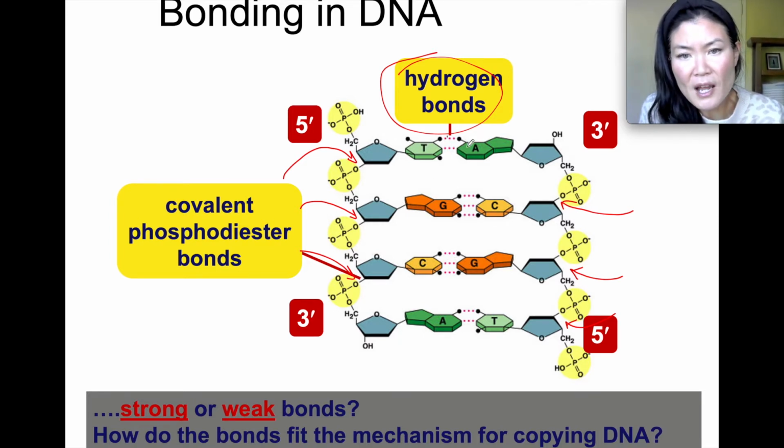So between thymine and adenine, there are 2 hydrogen bonds. Between guanine and cytosine, there are 3 hydrogen bonds, okay? And you can see that there.